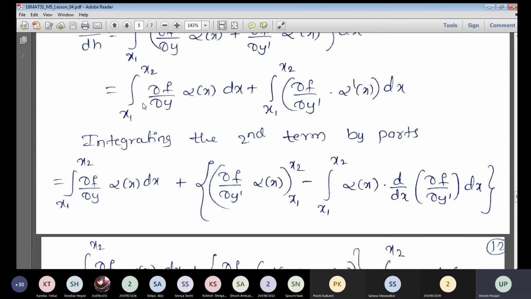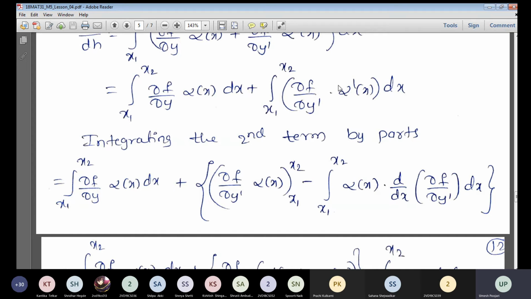So now here I will keep this first integral as it is. In the second integral I will apply integration by parts. Integration by parts, you know, is integration of u into v equals u into integration of v minus integration of v into derivative of u. So for this second integral I will apply integration by parts.